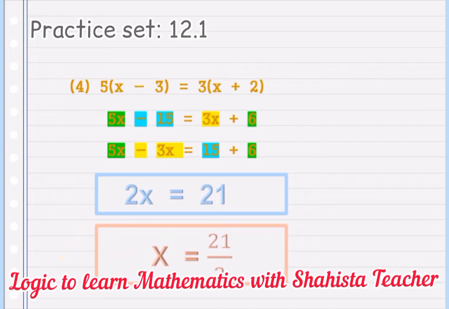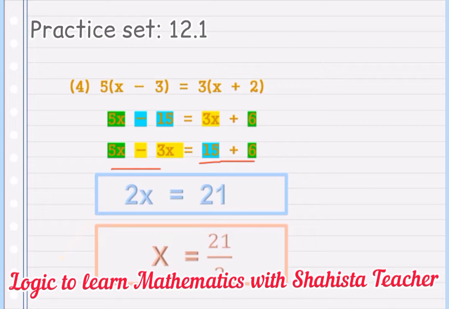2x. So 2x is equal to 21 upon 2. Okay, so 21 is the numerator and 2 is the denominator. Final answer is x is equal to 21 upon 2. So simple. Is that clear? 15 plus 6 is 21. 5x minus 3x is 2x. So 21/2 is the final answer.